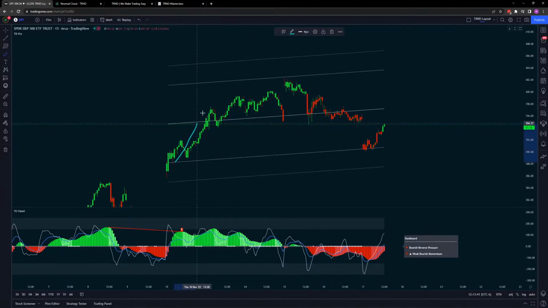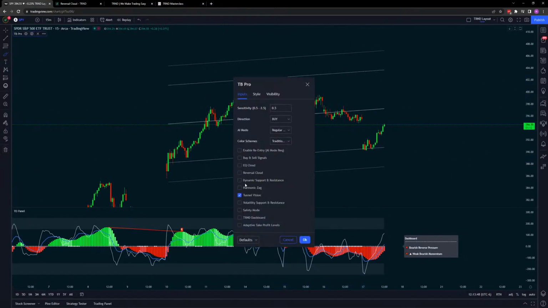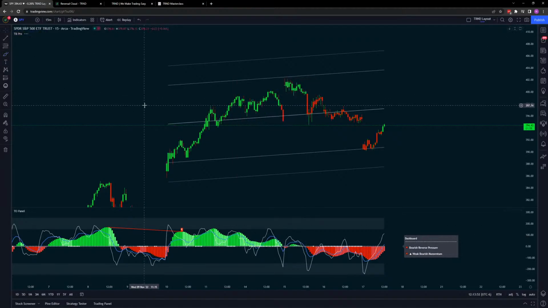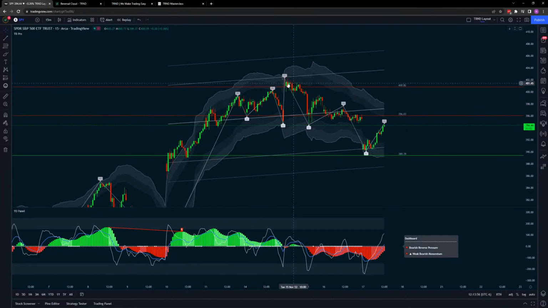As with any channel, you're going to see a flow between these 2 lines. So this is going to help you identify that channel as well. If we turn on harmonic zag, dynamic support and resistance, and the reversal cloud, just these 4 indicators paired together, it will help you identify when we get to the top of the cloud, if we're hitting a resistance, and then we're in the reversal cloud.